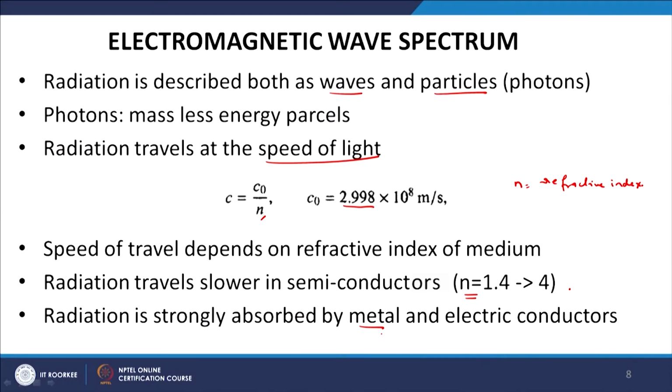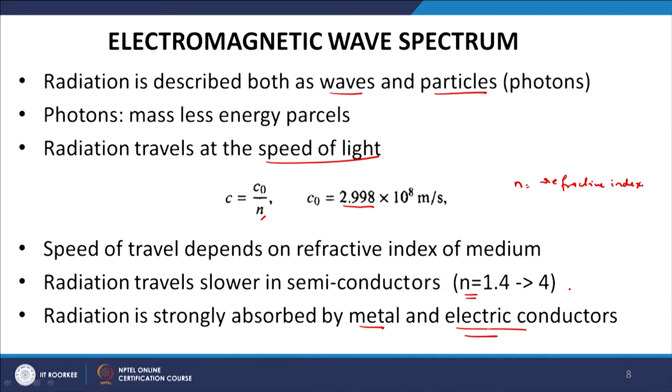Metals are electric conductors, and they have free electrons. So, wherever the material contains free electrons, radiation will be strongly absorbed. Semiconductors also absorb radiation, but the mechanism of absorption in a semiconductor is a little different. Both semiconductors and metals absorb radiation, and in metals it is basically the free electrons which absorb significant radiation. We will discuss this aspect more thoroughly as we go into this course.